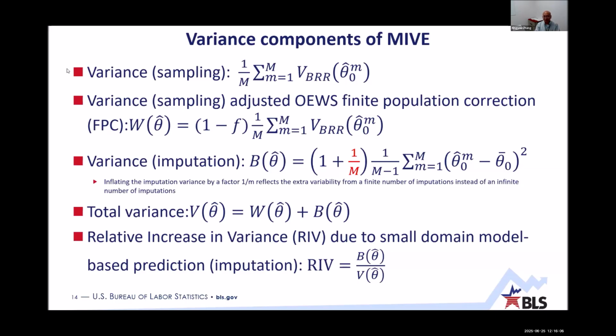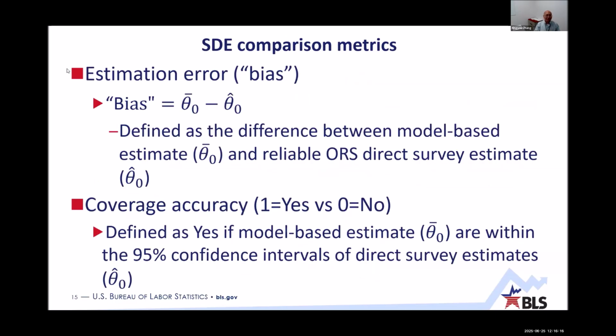And of course, we're interested to see which one is more dominant, especially at the US level, but also at the occupation level. We consider two comparison metrics. One is estimation error, which is defined as the difference between model-based estimates and the reliable derived estimates. And the other is coverage accuracy, defined as whether the model-based estimates are within the 95% confidence interval of the derived estimates.